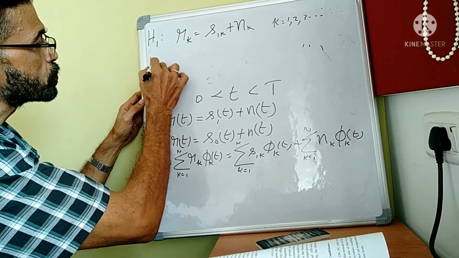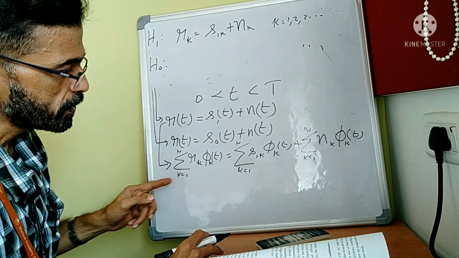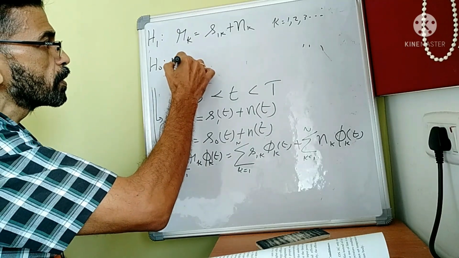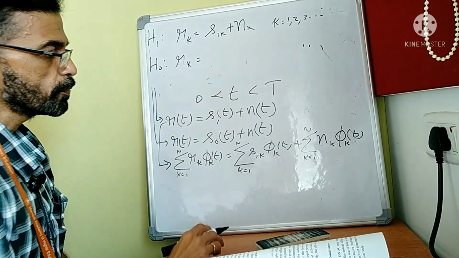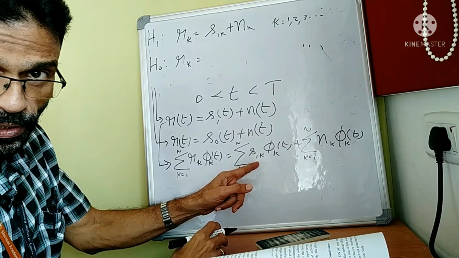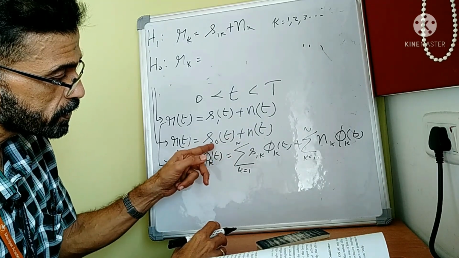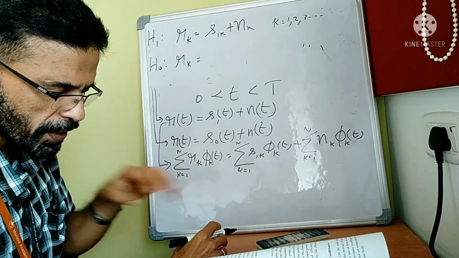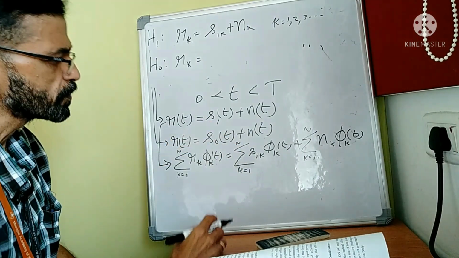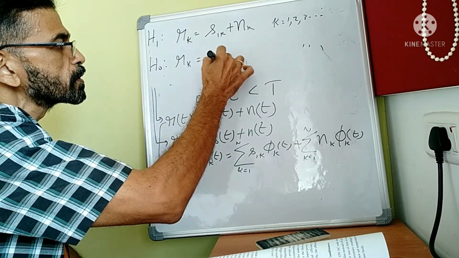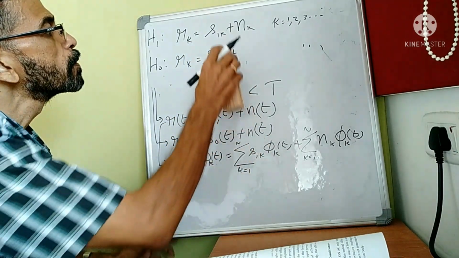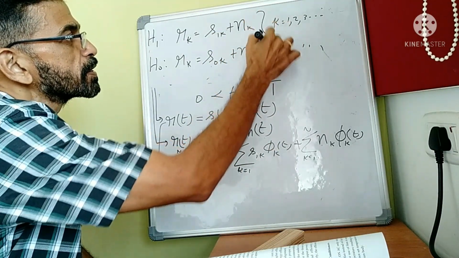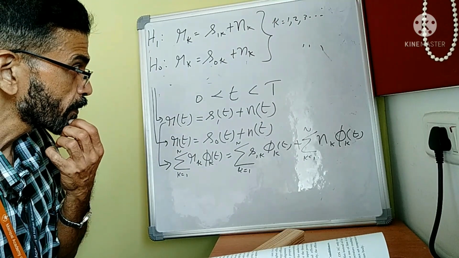And when H0 is the true hypothesis, by representing this the same way, we will have Rk equal to, instead of S1k, S0k. So that 0 is for the signal S0 t. The 0 stands for the coefficient, to identify that the coefficients correspond to this signal. So S0k plus nk, again k equals 1, 2, 3 and so on.